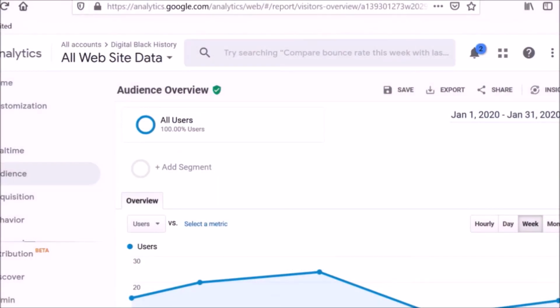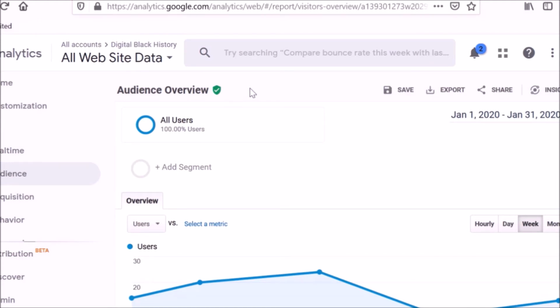So I'm currently on the Google Analytics dashboard for my website, digitalblackhistory.com. I can see that by looking over here on the top left. For my accounts, I'm at Digital Black History. I'm currently on the Audience Overview Report page, but as I mentioned before, there are a lot of different reports that you can view in Google Analytics.